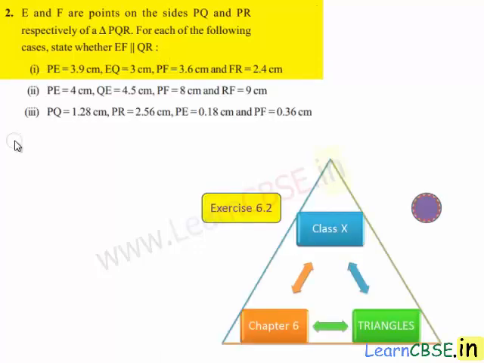Moving on to the second question. E and F are points on the sides PQ and PR respectively of triangle PQR. For each of the following cases, state whether EF is parallel to QR. Now moving on to the first bit solution.